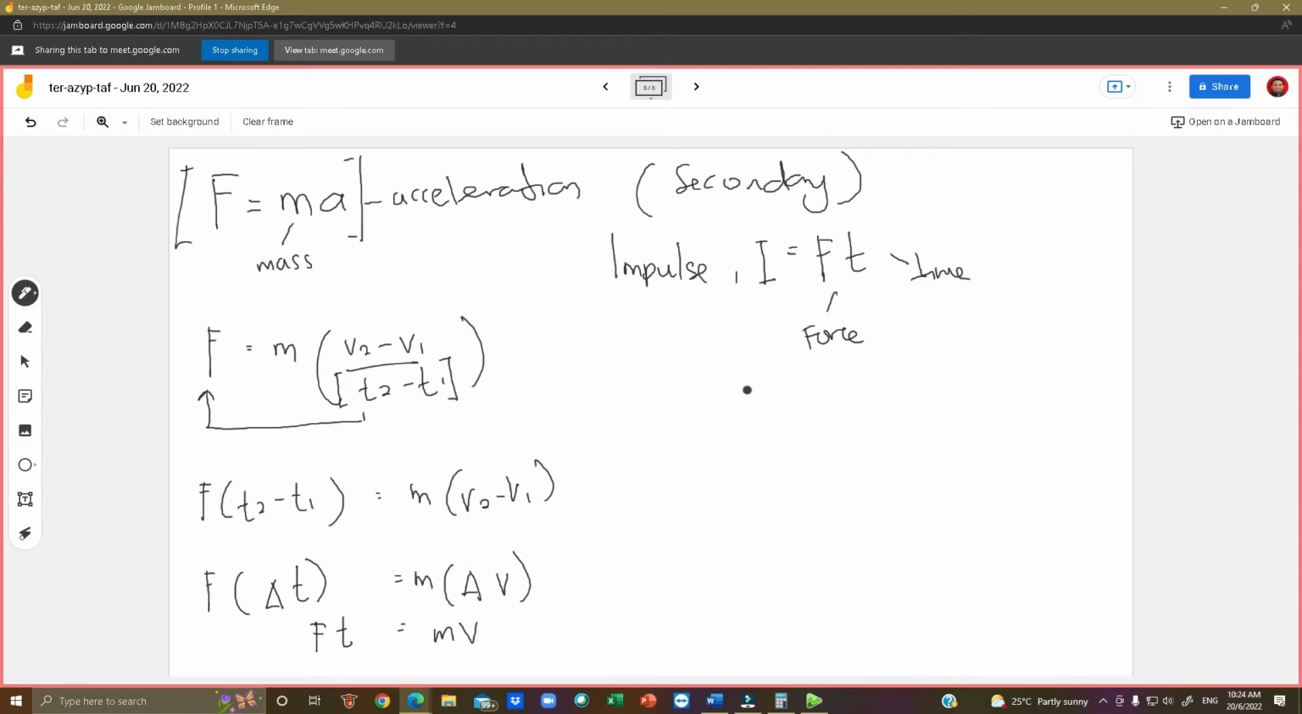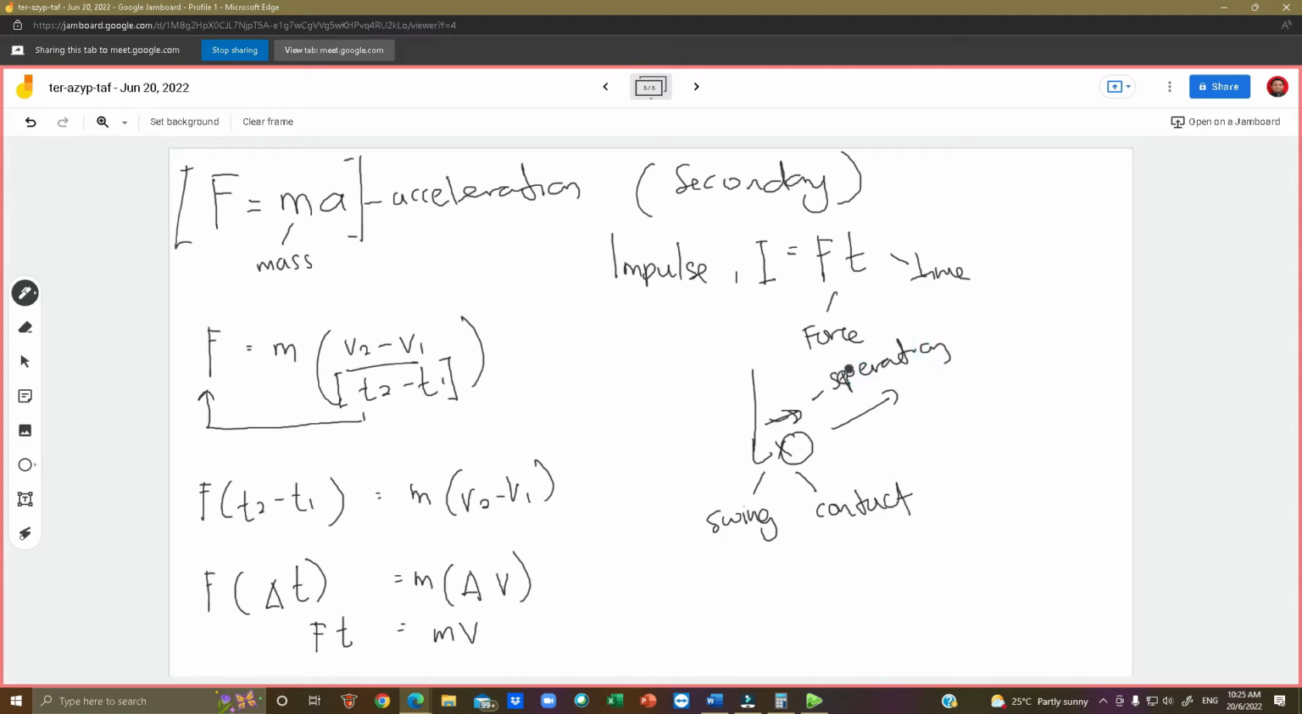Contoh, kita main hoki. So kita ketuk bola hoki. Okay. When we ketuk bola hoki, there will be 3 distinct time frame. 1, kita ada swing. 2, kita ada contact. 3, kita akan ada separation.